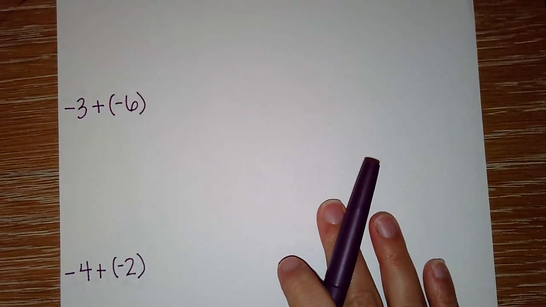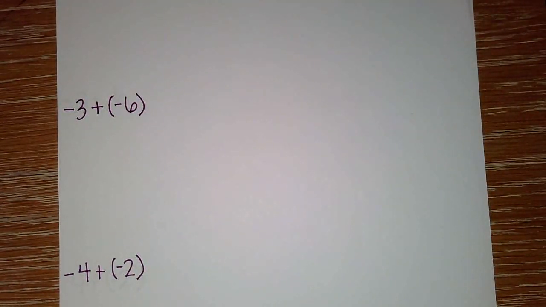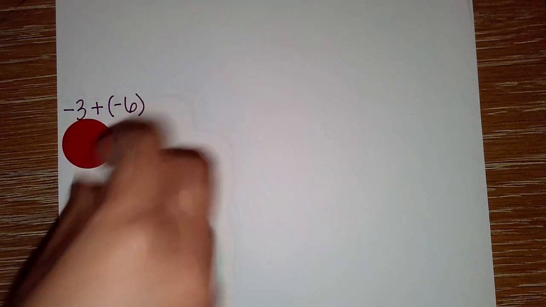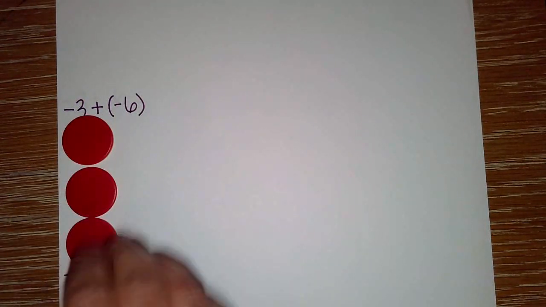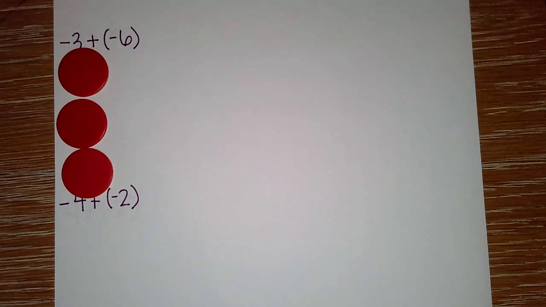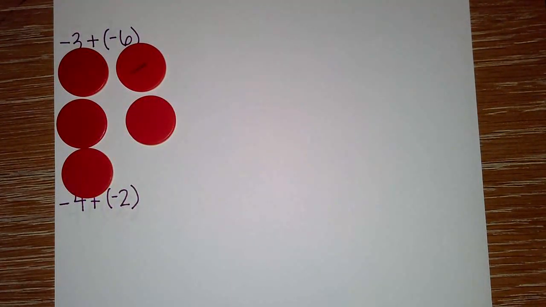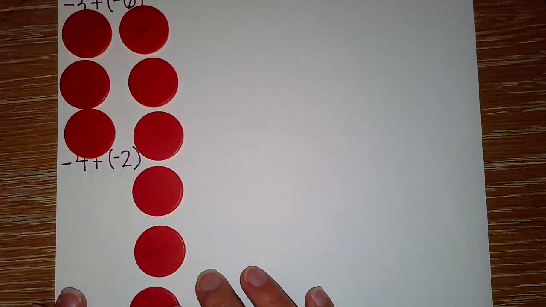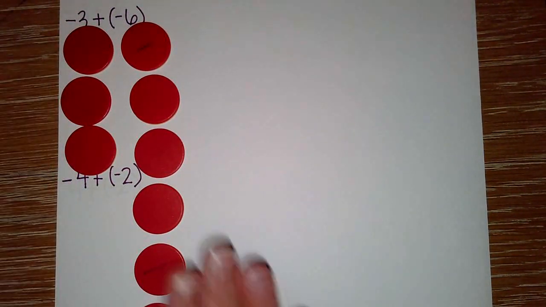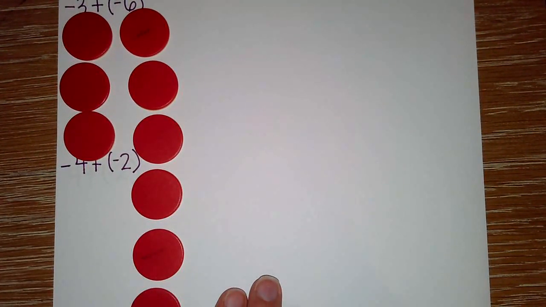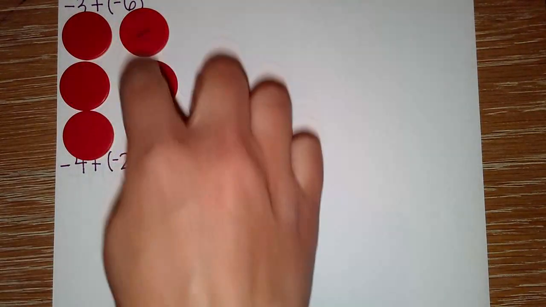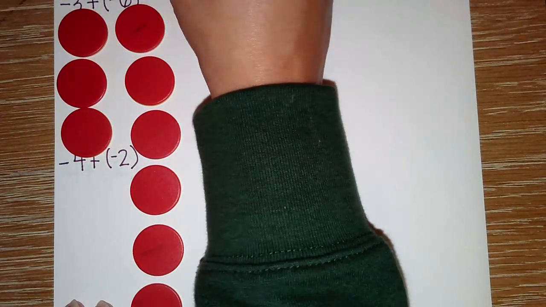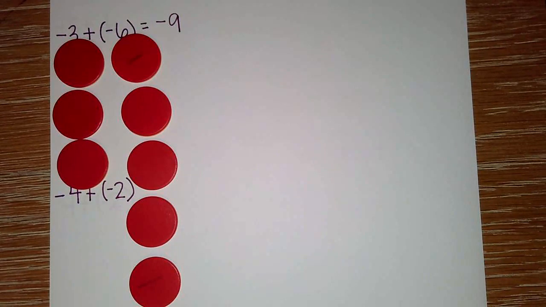Now, if I go down here, I've got negative 3 plus negative 6. Now I have to use the red side. This number is negative, so I'm going to get out 3 negatives, and then I'm going to get out 6 negatives. If I have negative 3 plus negative 6, I can count the total of negatives I have. 1, 2, 3, 4, 5, 6, 7, 8, 9. 9 negatives means negative 3 plus negative 6 is negative 9.